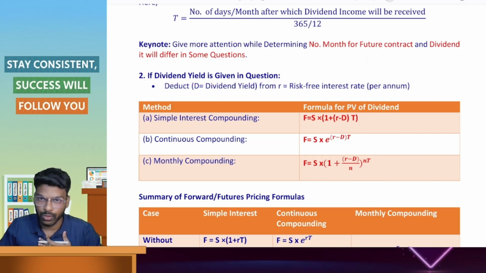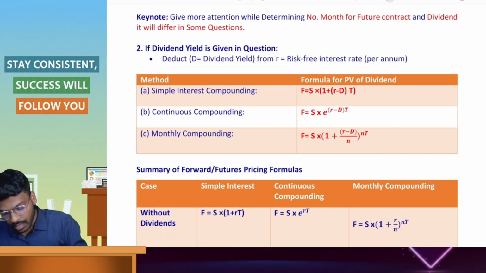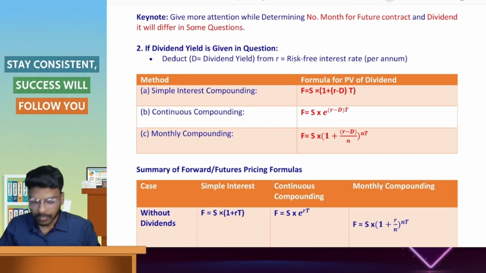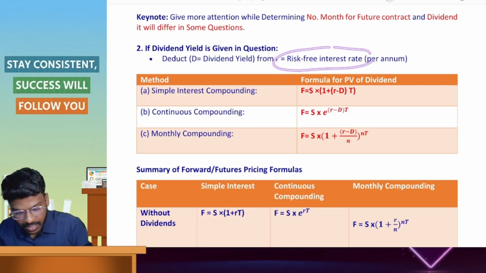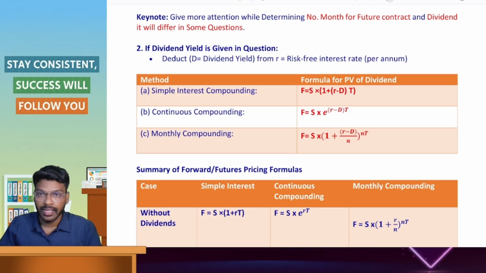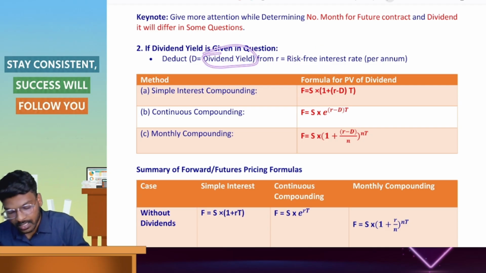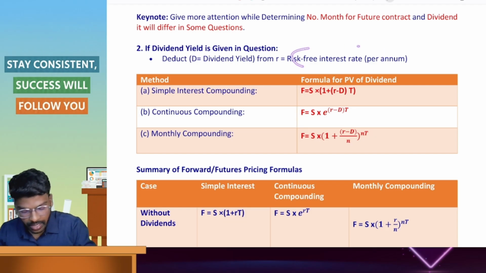Next, in case dividend yield is given in the question, what do we have to do? We have to deduct the dividend yield from the risk-free interest rate. In case a percentage is given in the question, we have to reduce the percentage from the risk-free interest rate per annum. Dividend yield is also given on a per annum basis.